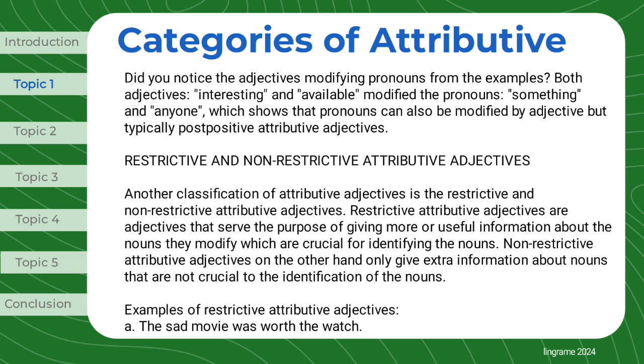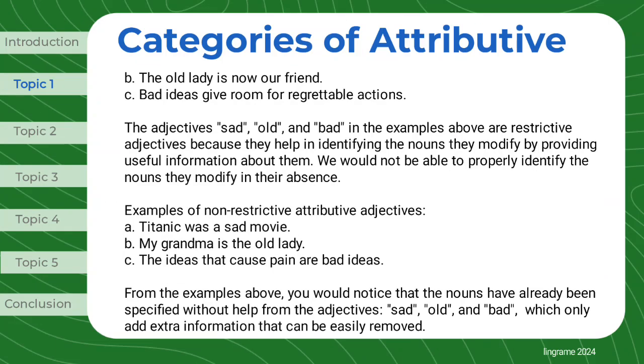Restrictive attributive adjectives are adjectives that serve the purpose of giving more or useful information about the nouns they modify, which are crucial for identifying the nouns. Non-restrictive attributive adjectives, on the other hand, only give extra information about nouns that are not crucial to the identification of the nouns. Examples of restrictive attributive adjectives: The sad movie was worth the watch. The old lady is now our friend. Bad ideas give room for regrettable actions.